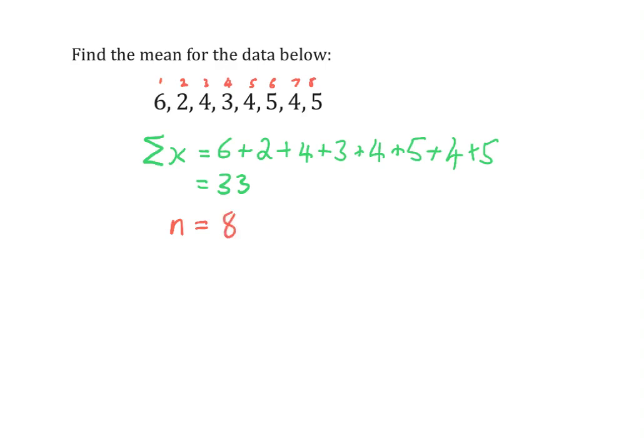So now that I've completed step 1 and step 2, I can go ahead and complete step 3, which is to calculate the mean of the data set. So I start off by writing my formula. Mean equals the total of all of the numbers divided by the number of numbers. So that equals 33 divided by 8, which equals 4.125. So the mean of the data set shown is 4.125.